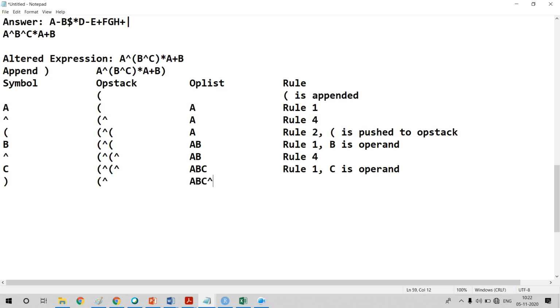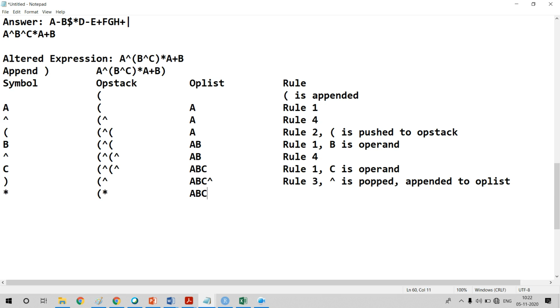So ABC caret. Rule number 3: popped from the stack, appended to OP list. The next symbol is star. You have to add that to OP stack by pushing. You have to see that its higher precedence symbols or equal precedence symbols are removed. The power exponentiation has higher precedence, that must be removed now.